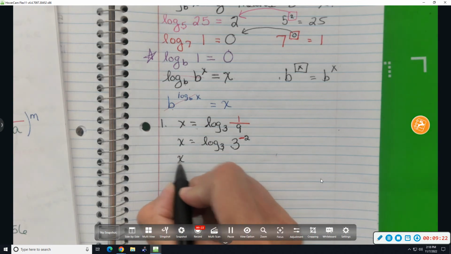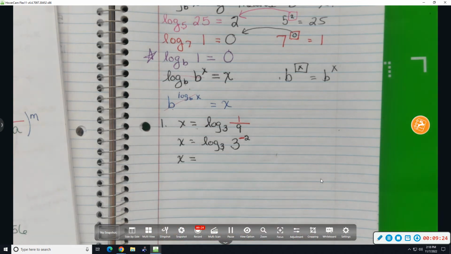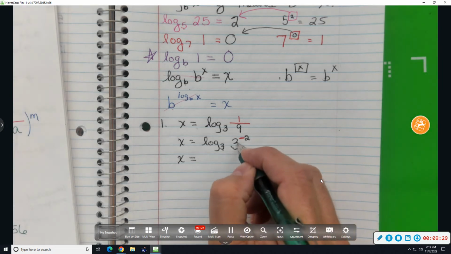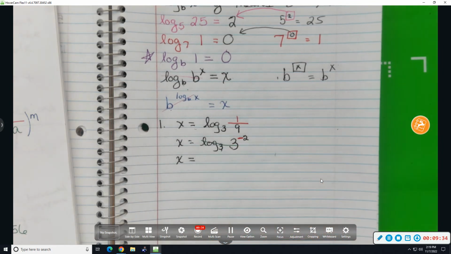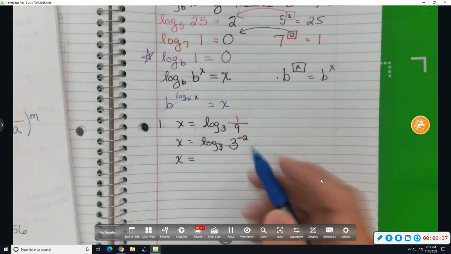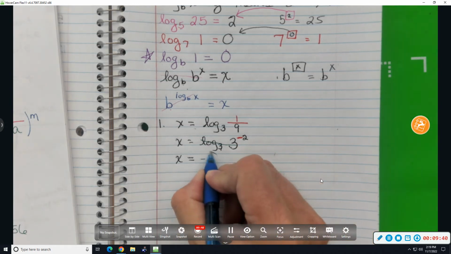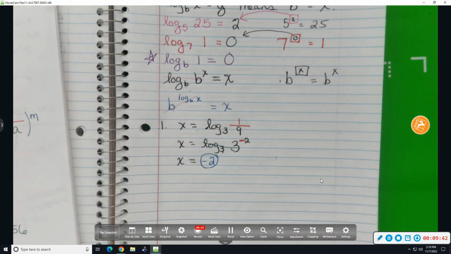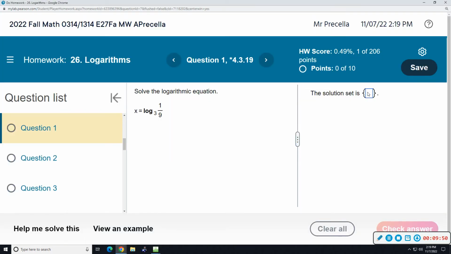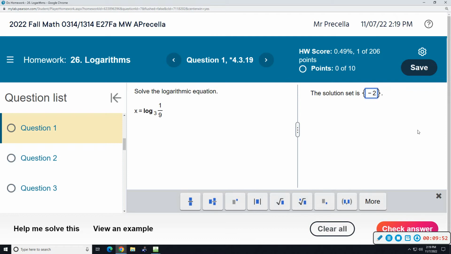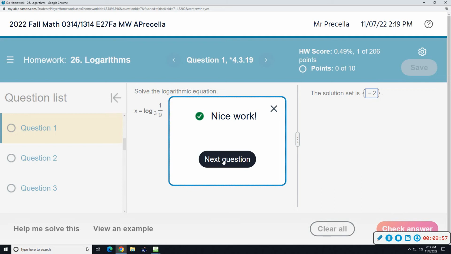And my goal is to just get x equals a number. Do I have x equals a number now? Well, yeah. Everything from this big 3 to the logarithm cancels out, leaving just negative 2. We're solving logarithmic equations. We'll be typing negative 2 in here.